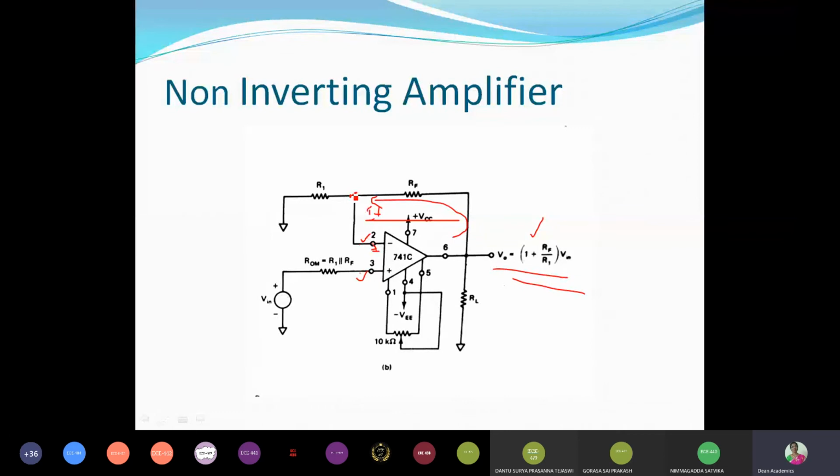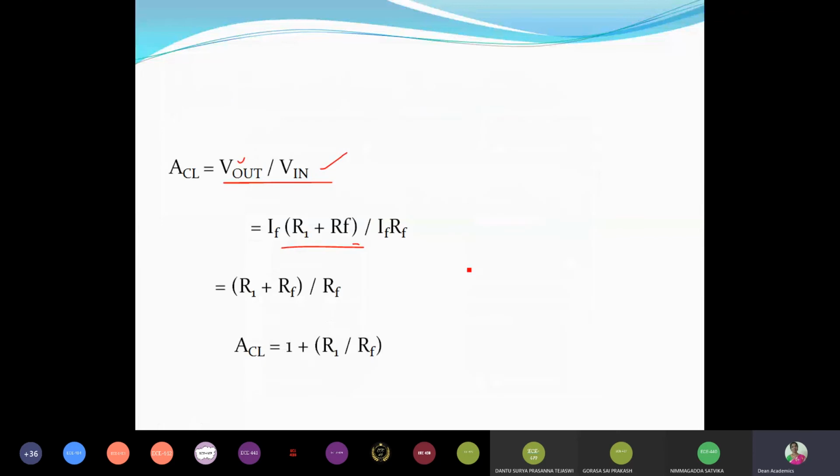That means from here to here, what is the voltage? It is the voltage drop across RF. So IF times RF is the voltage drop across this resistor. V is equal to IR.